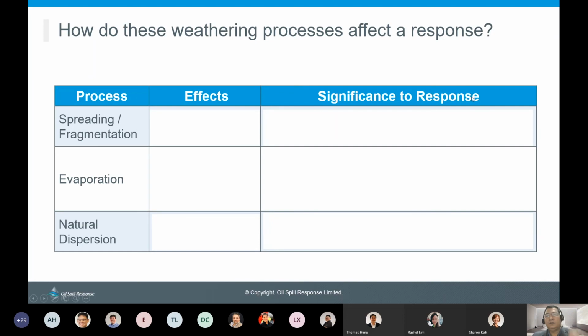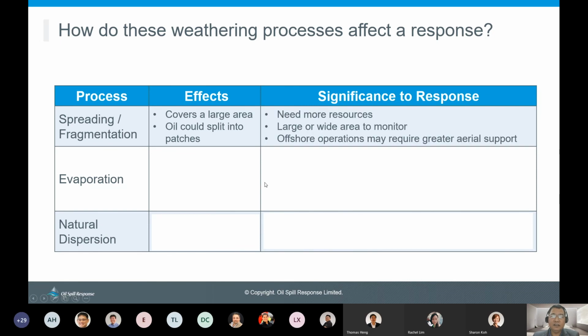So how do these weathering processes affect the response? We will take spreading, for example. Spreading, as we know, covers a large area, and oil could split into patches. The significance is we need more resources. We need more skimmers, more booms, more vessels. Also a large or wide area to monitor. If the oil spreads very wide, we will be monitoring a very wide area, and offshore operations may require greater aerial support.